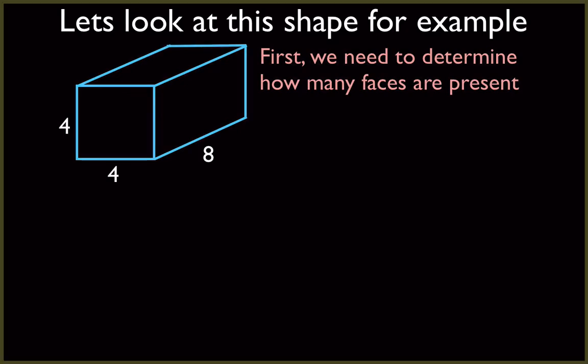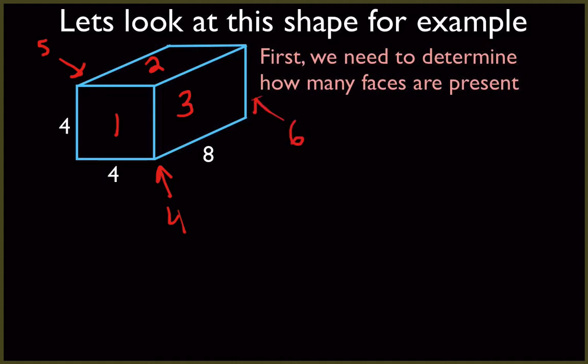Well, I can see 1, 2, 3 faces. However, I know there are ones I can't see. For example, on the bottom, I can't see the 4th one. Back here, I can't see the 5th one. And then back here, I can't see the 6th one. So altogether, there are 6 faces.